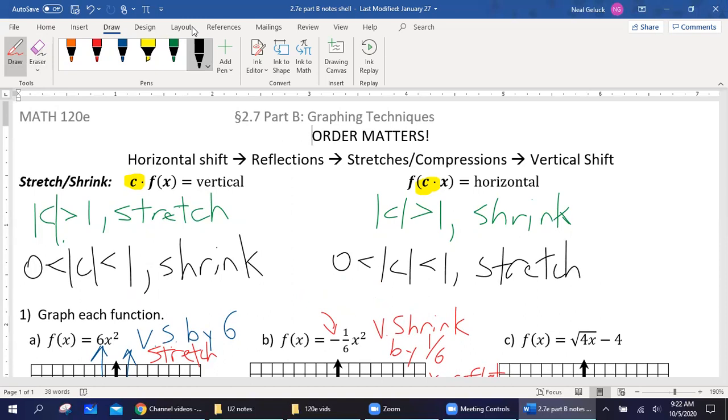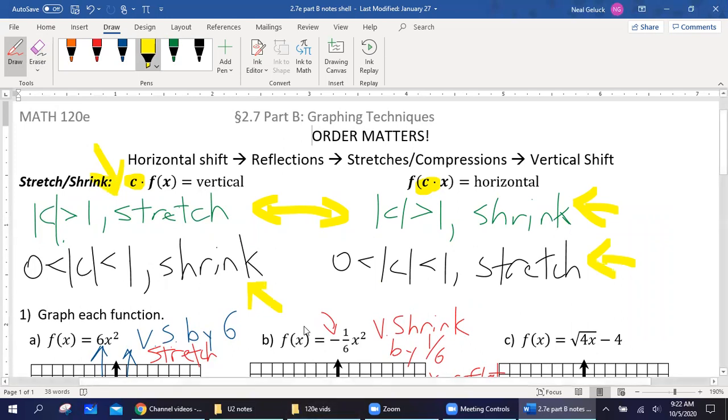Now, while that seems like, oh, we're doing the opposite of what we just talked about, really these two things are doing the same thing. If I squeeze something together horizontally, if I shrink it horizontally, that's really going to be the same thing as stretching it vertically, and vice versa. If I stretch it horizontally, that's really the same thing as compressing or shrinking it vertically. So basically, here's kind of the general rule of thumb. Numbers bigger than 1 are going to make it skinnier.